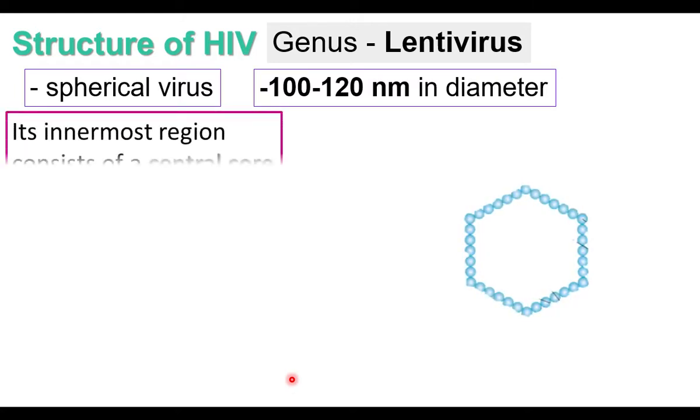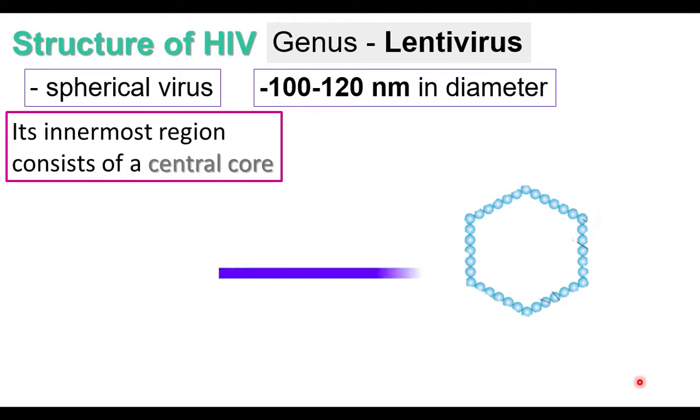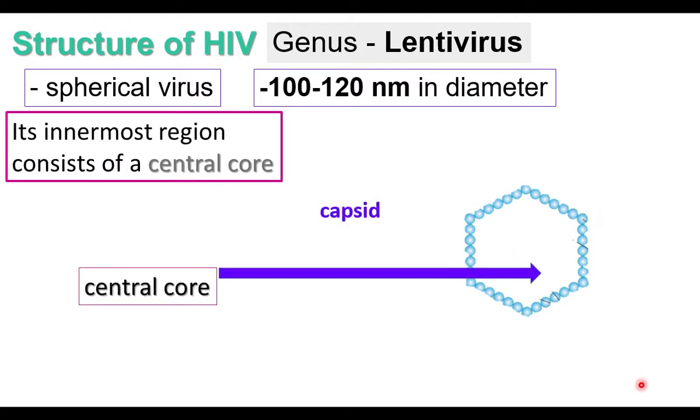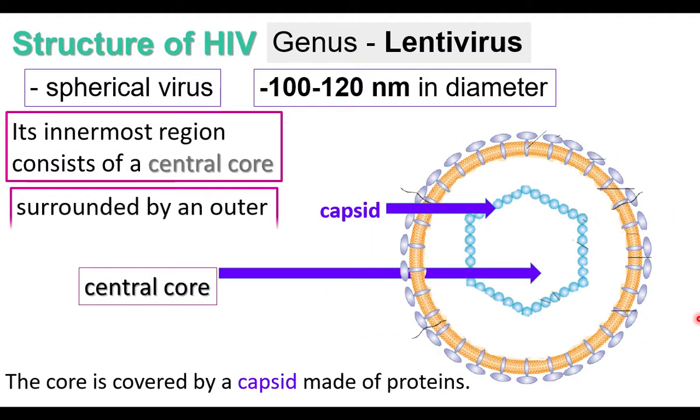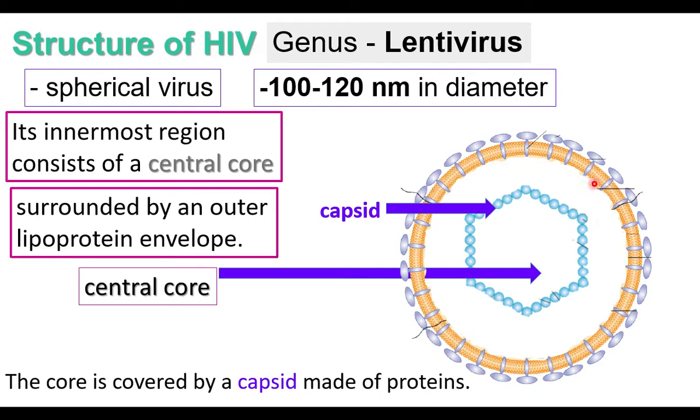The HIV virus has a central part, the central core. Inside the central core, the genetic material RNA is present. And the central core is covered by the capsid. The capsid is made up of protein, and finally it is covered by the outer envelope. The outer envelope is made up of lipoprotein.